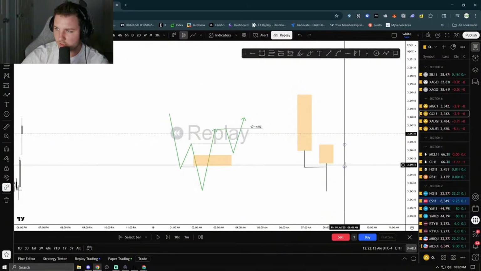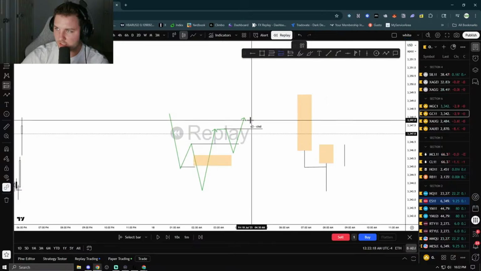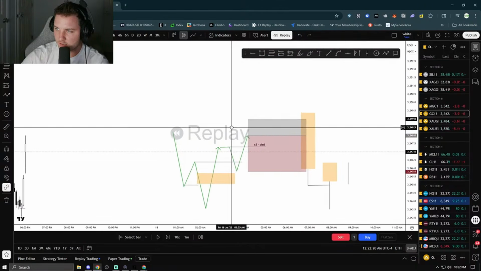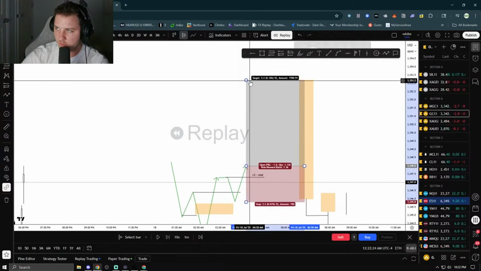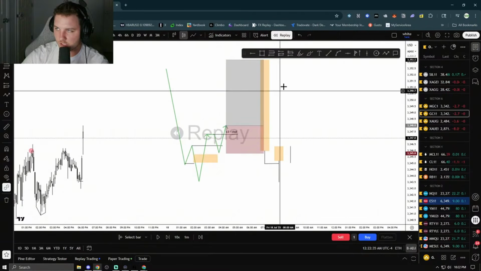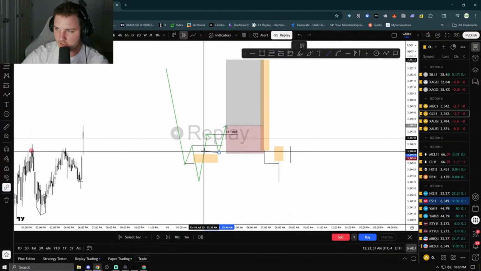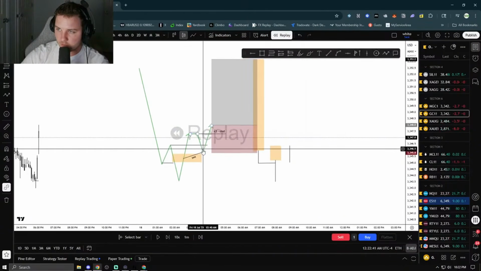That's this wick. What is it coming into? This PD array. Rejects, CISD, can enter here. Take the opposing side of the range. And then you could do this one, and then ideally, again, internal SMT inside of the PD array.